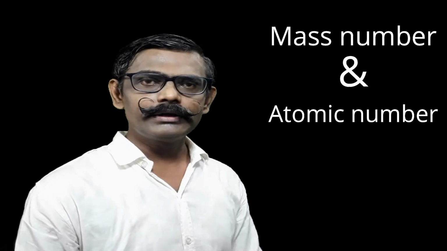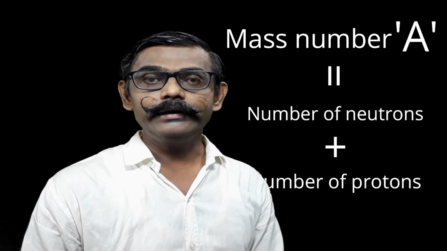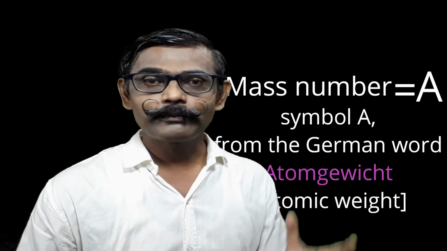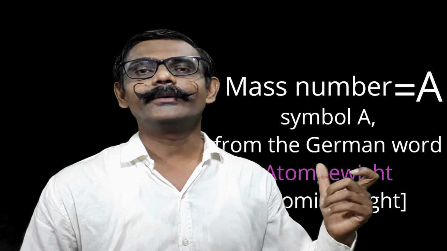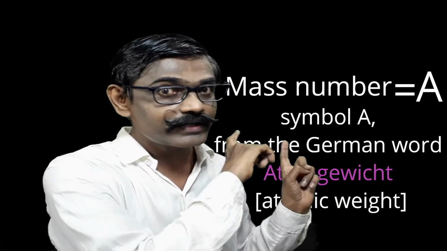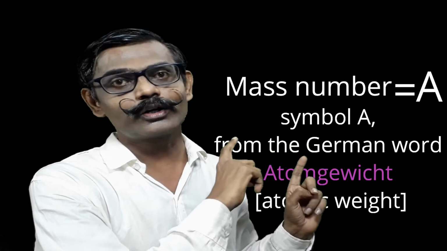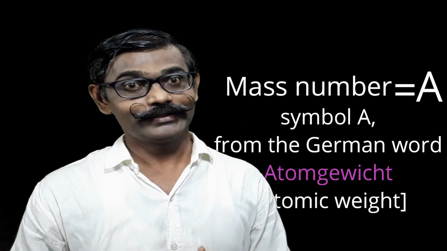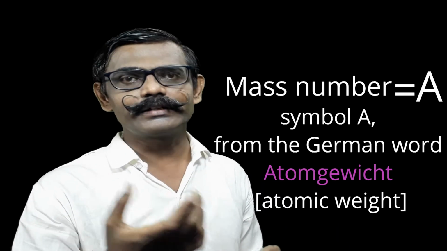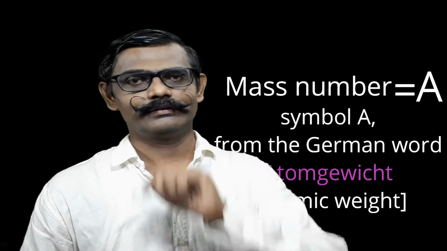This mass number is represented by the capital letter A. That A is for what? Atomic weight. In that way they thought. Atomic weight is different from this number, but this number is useful to find the atomic weight. Therefore, from atomic, that's the first letter, they have chosen the letter A.